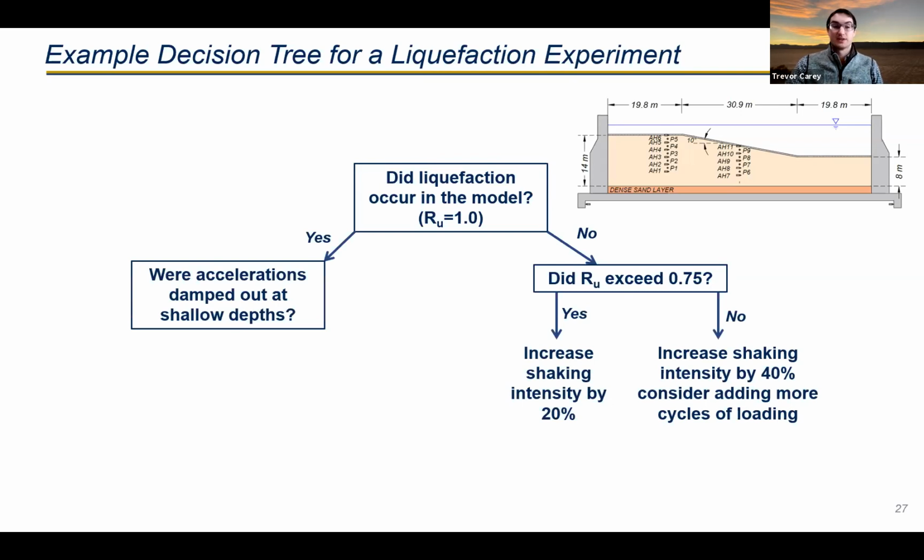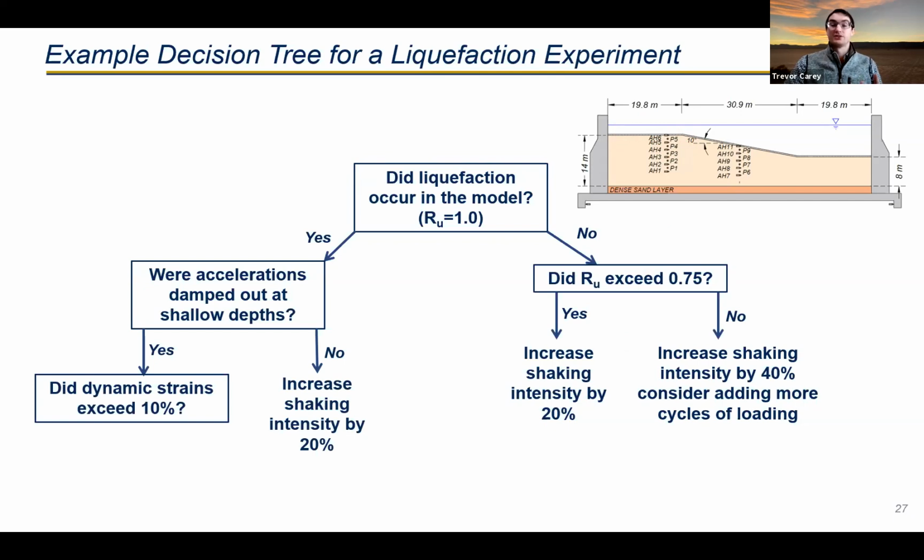Where accelerations damped out at shallow depths, this is a common tool that is used to evaluate the severity of liquefaction. So looking at, do we see the acceleration of these top surfaces starting to damp out? No. Increase the shaking intensity by about 20% then?